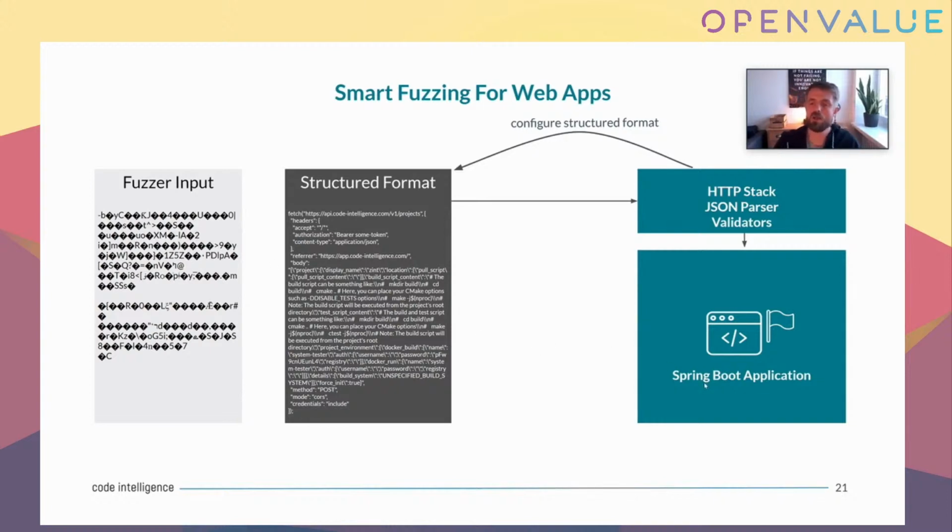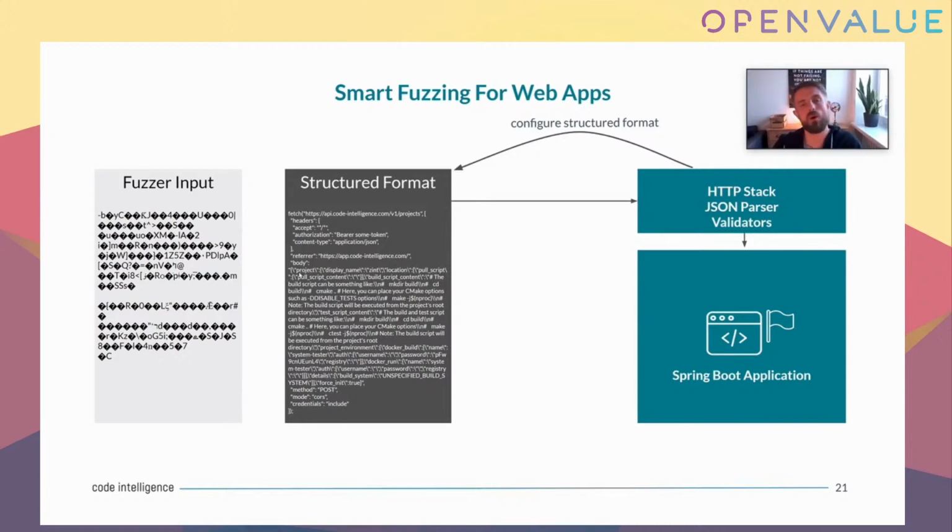If we now imagine we are scanning something like a Spring Boot application, and inside that Spring Boot, we have instrumented the HTTP stack, JSON parser, and validators. Now, instead of getting the binary fuzzing input like we have seen before, we expect some kind of structured format. In that structured format, we might expect something like headers, where you have some kind of content types. You would have a body, which then could encapsulate something else, and so on.